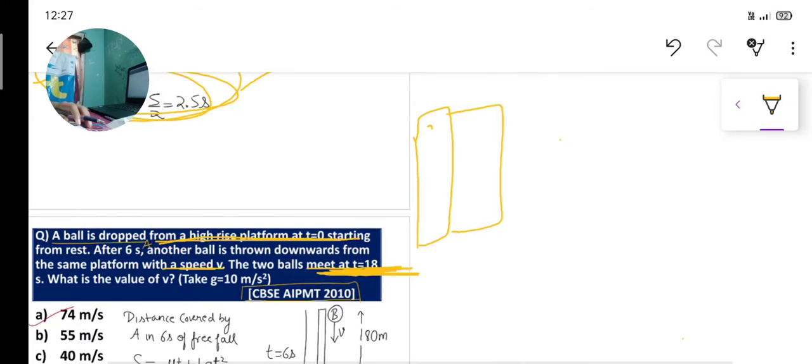Okay, they will meet after 18 seconds and 6 seconds is already gone, so t will be 12. So 12 seconds, 18 distance, and initial velocity of B is 0. Acceleration is... okay, initial velocity is not 0. Initial velocity is v minus 60, and relative acceleration is 0. Okay, answer is 75.